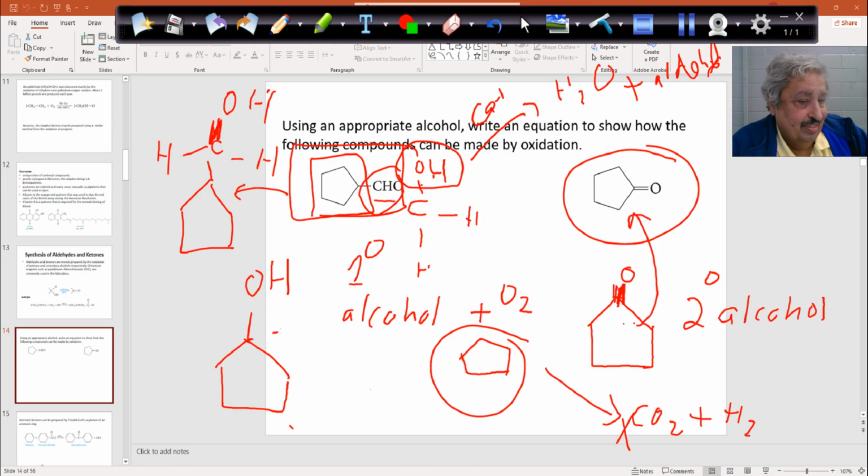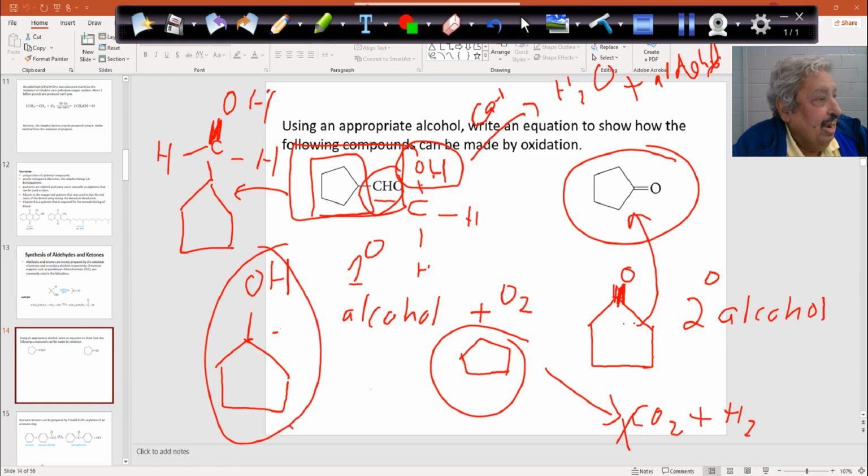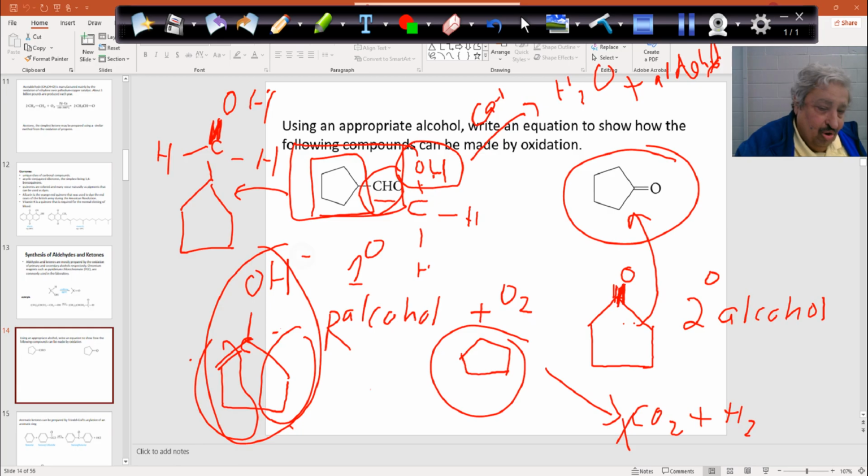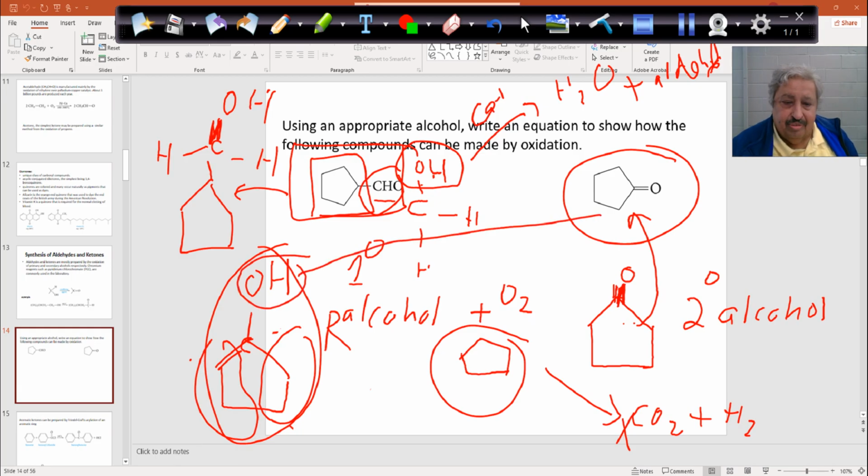Correct? Can I take this one here and let it react? Cyclohexanol, correct? Cyclohexanol. It has two R's. R here, the rest, and R here. And then I can take that always to this. Cyclohexanol oxidation will lead to the ketone. That's a secondary one. Make sense, guys?